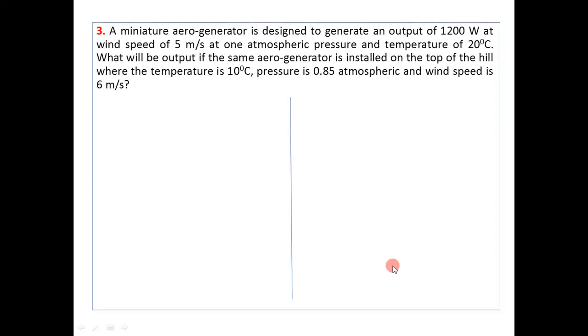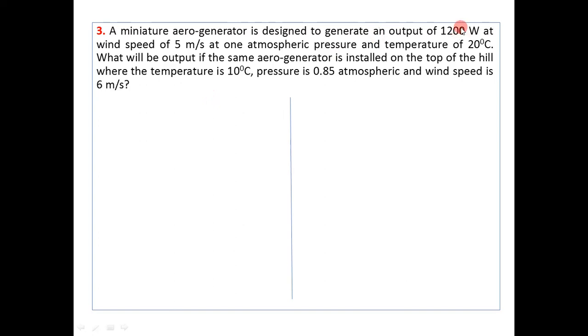A miniature aero generator is designed to generate an output of 1200 watt at wind speed of 5 meter per second at 1 atmospheric pressure and temperature of 20 degrees Celsius. What will be the output if the same aerogenerator is installed on the top of the hill where the temperature is 10 degrees Celsius, pressure is 0.85 atmospheric and wind speed is 6 meter per second. So two cases are given here.